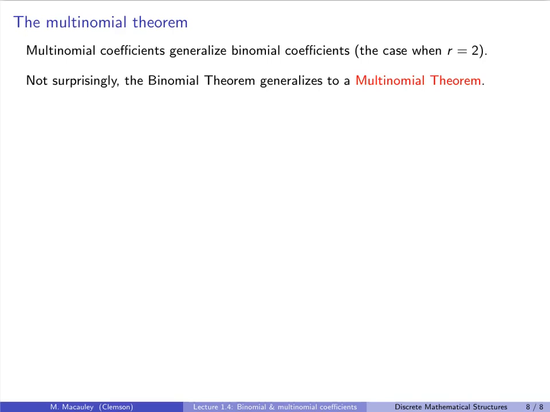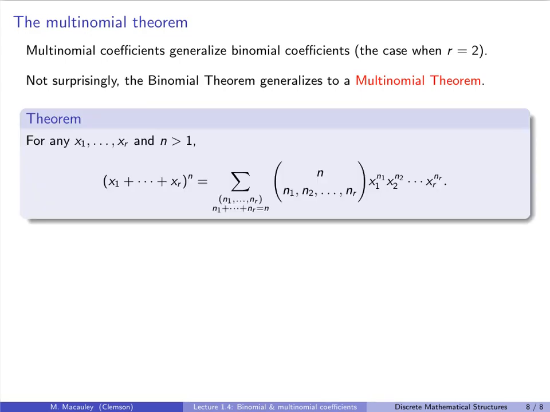Not surprisingly, the binomial theorem generalizes to a multinomial theorem. And I'm just going to show this to you for completeness or for fun. Take your pick. I think it's actually really cool. It's worth seeing. So it says for any variables x1 up to xr and integer n bigger than 1, if you add up those variables, so x1 plus x2 all the way up to xr, and raise it to the nth power, then you get, well, this creature.